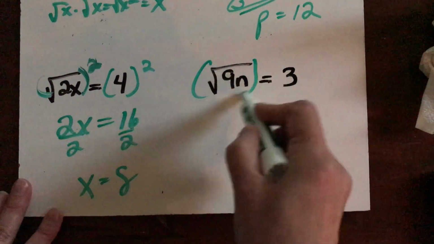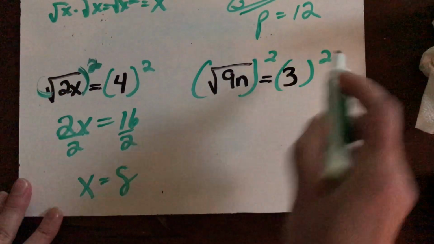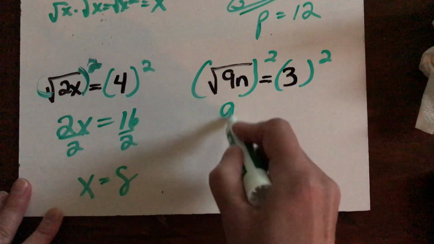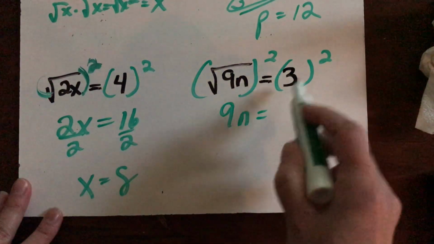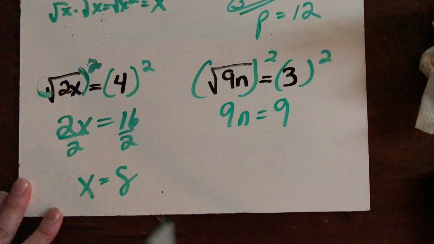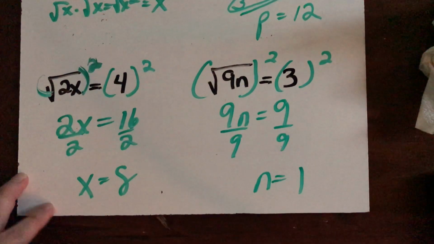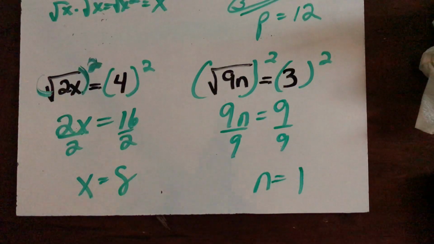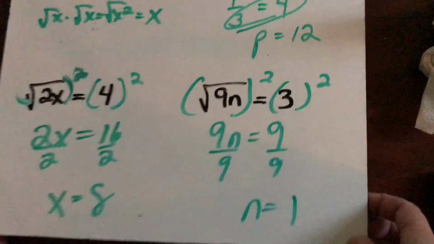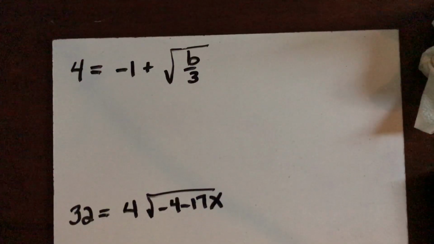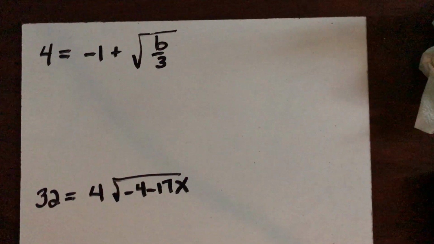So same here. I'm going to square that side. I'm going to square that side. When you square it, you're basically just pulling out the radicand, and 3 squared is 9. Then I divide by 9, and n is equal to 1. Okay, those are all one step. Those are pretty easy. Let's look at ones that have multi-steps.